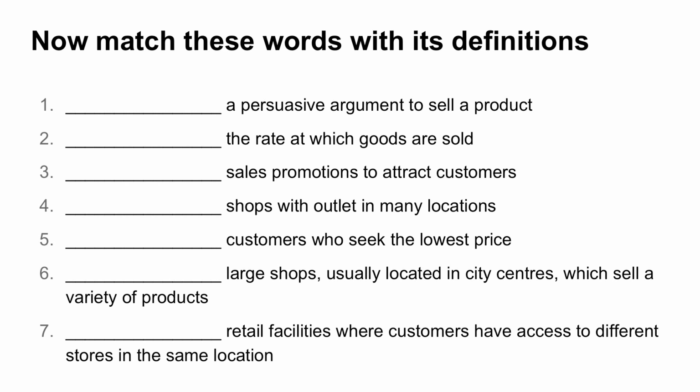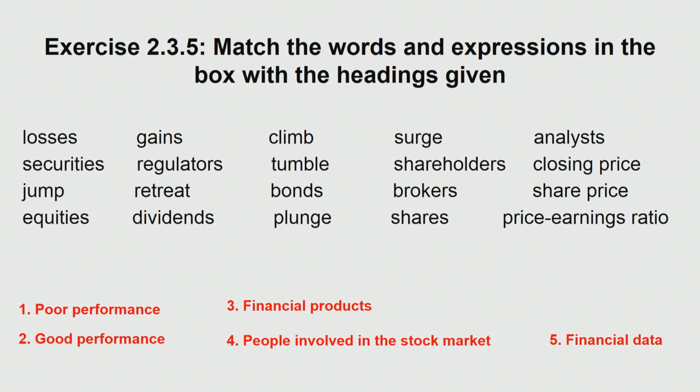Now, next exercise, match these words with their definitions, not its but their definitions, as whatever we have done. A persuasive argument to sell a product, the rate at which goods are sold, sales promotions to attract customers, shops with outlets in many locations, customers who seek the lowest price, large shops usually located in city centers which sell a variety of products, retail facilities where customers have access to different stores in the same location.